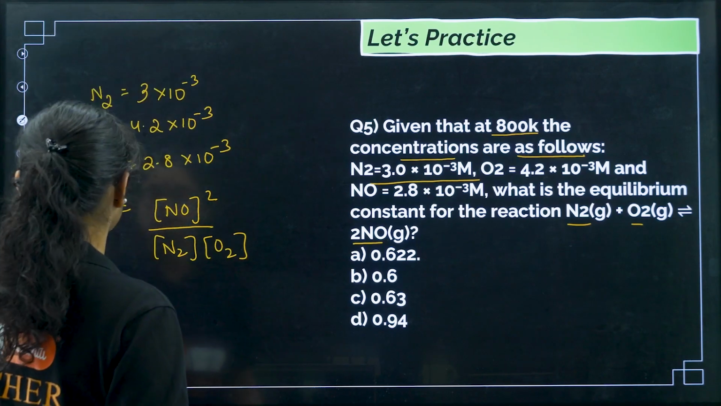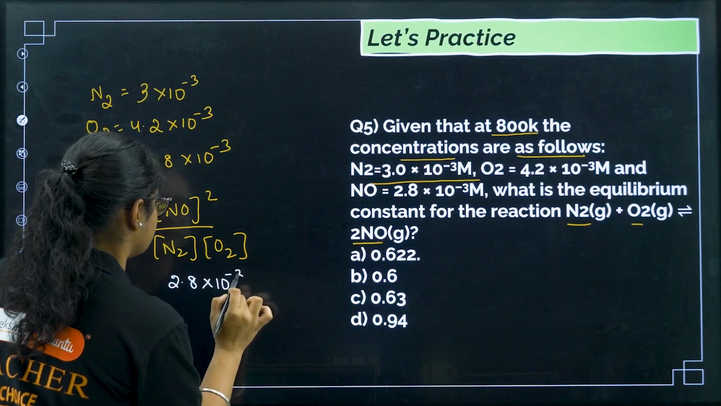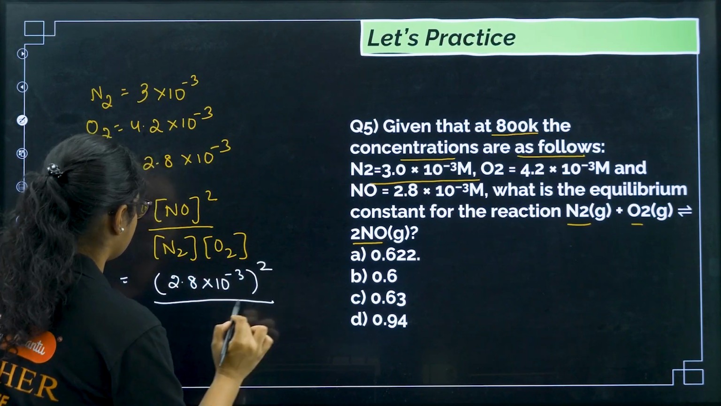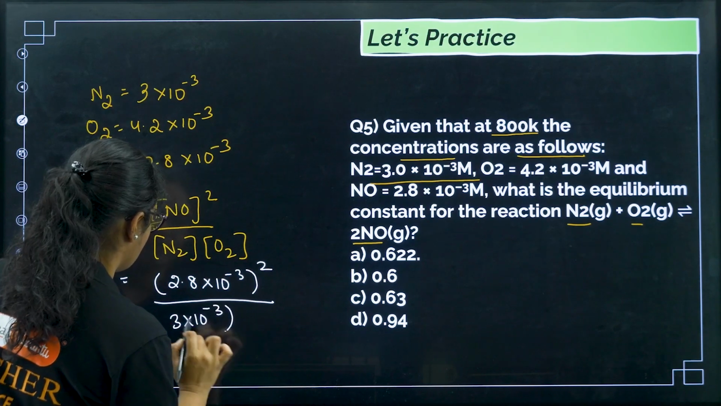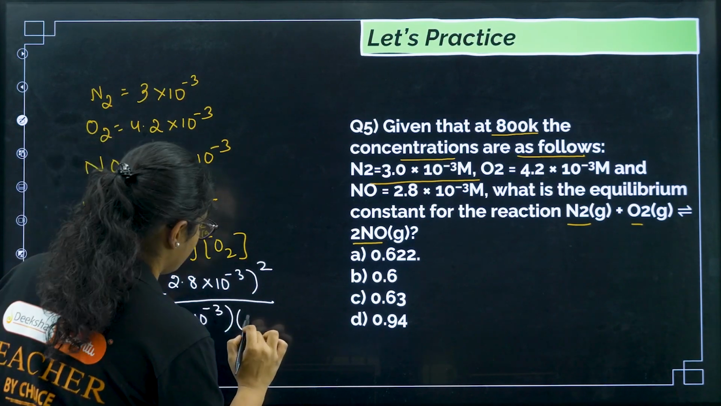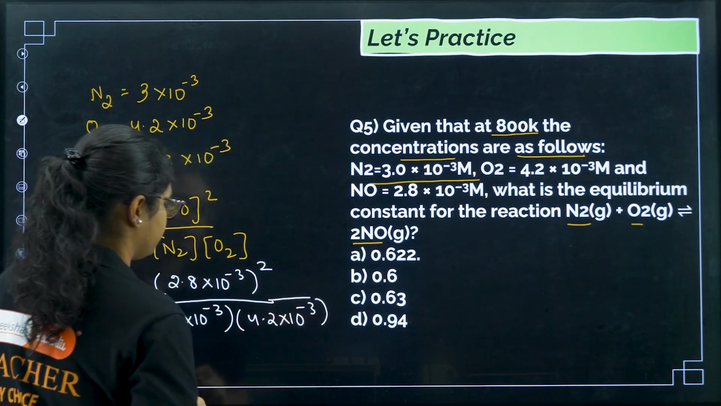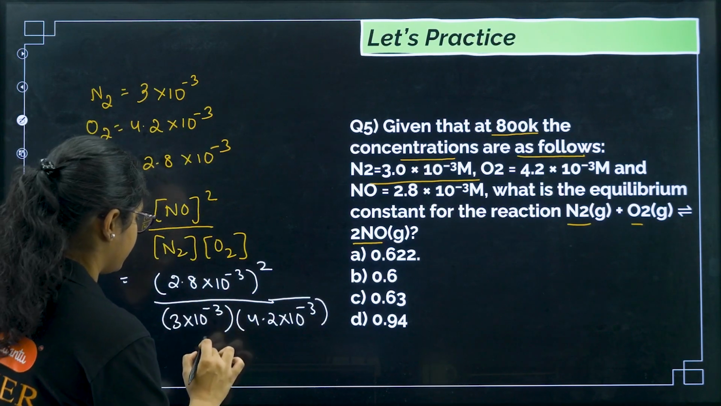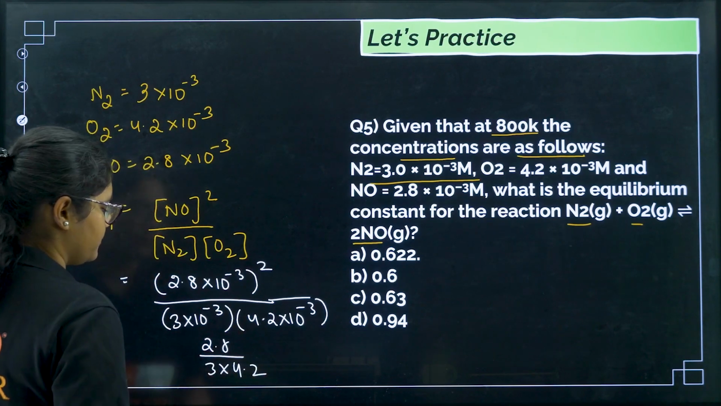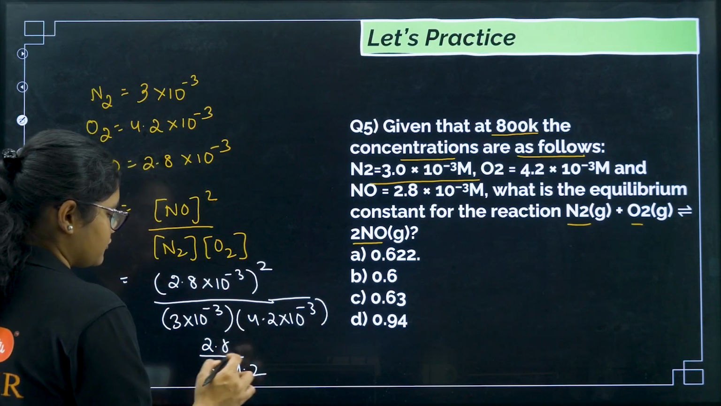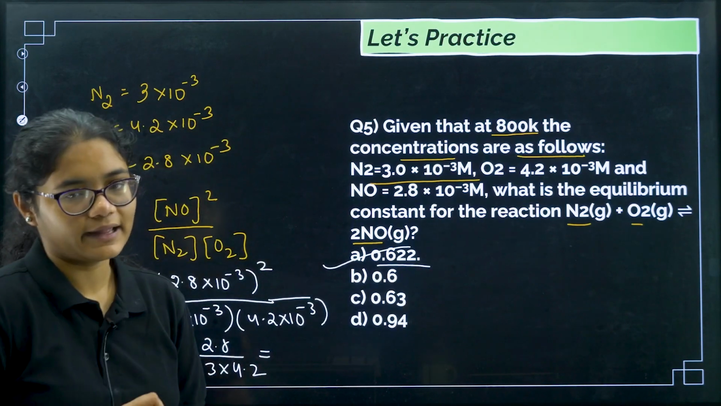So now if I substitute here the values, it is 2.8 into 10 to the power of minus 3 whole square divided by N2 is 3 into 10 to the power of minus 3 into 4.2 into 10 to the power of minus 3. Okay. So now if you solve this, we will get 2.8 squared divided by 3 into 4.2. Now if I solve this, we will be getting around 0.622. So correct answer is option number A here.